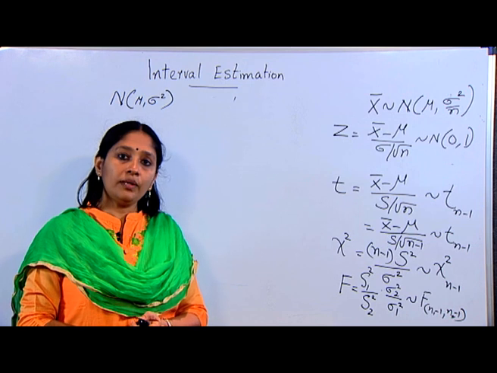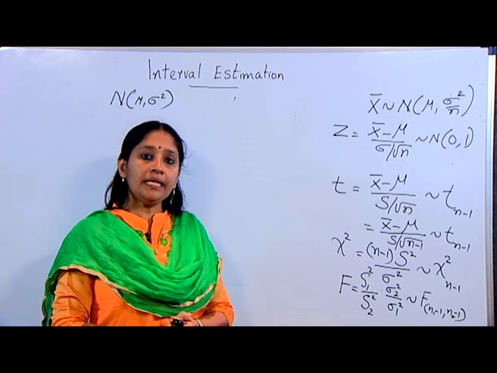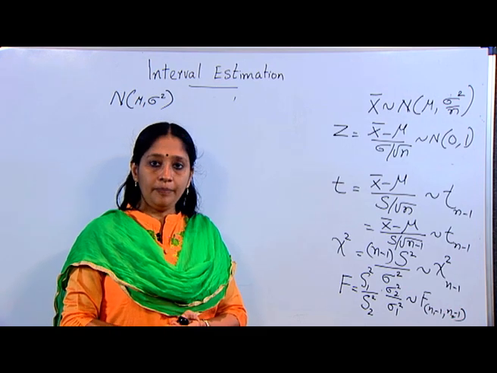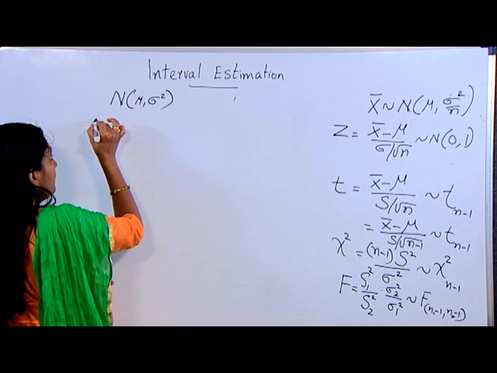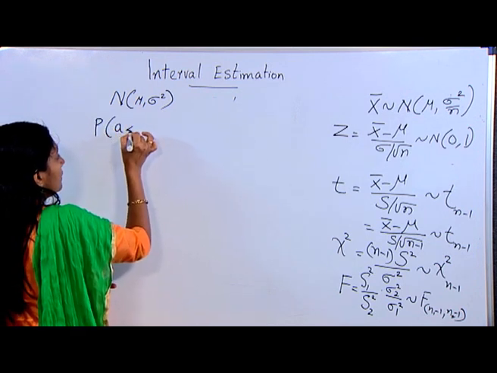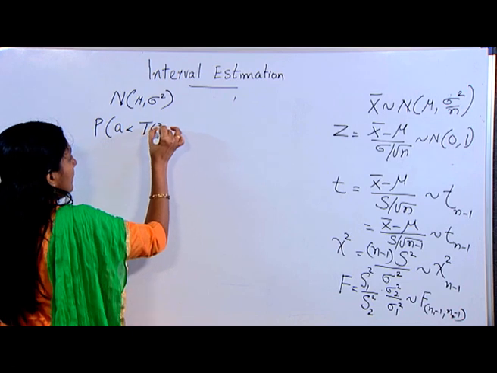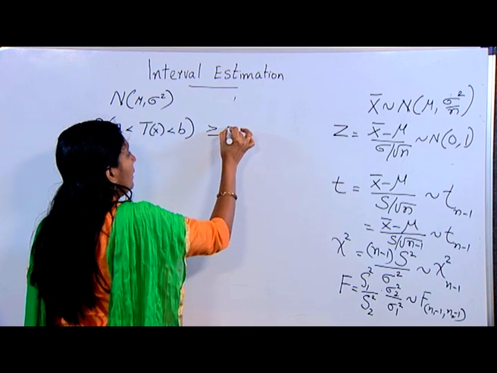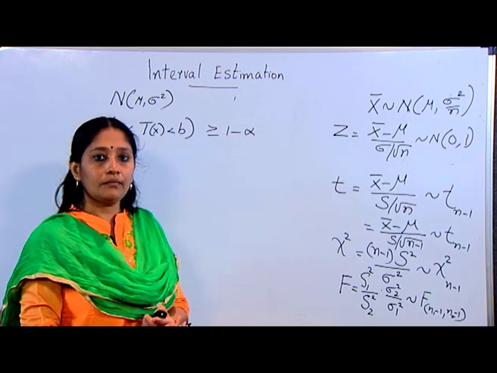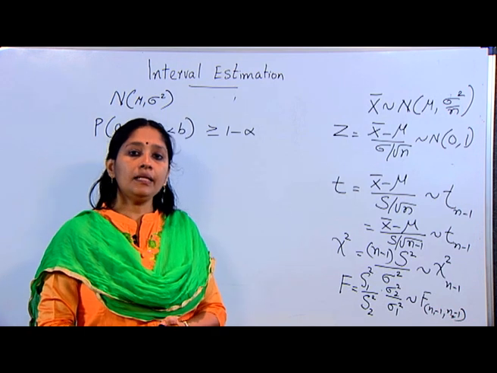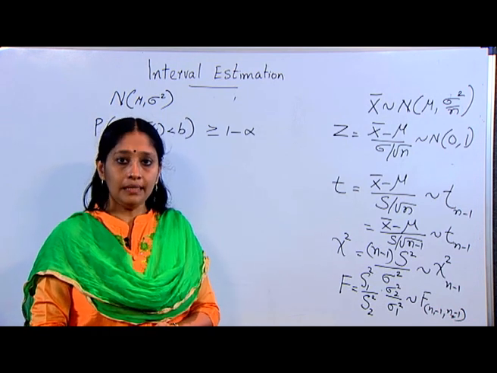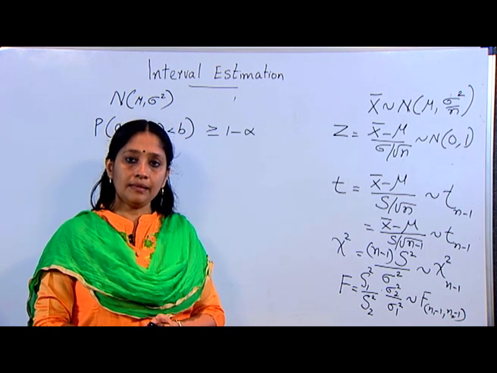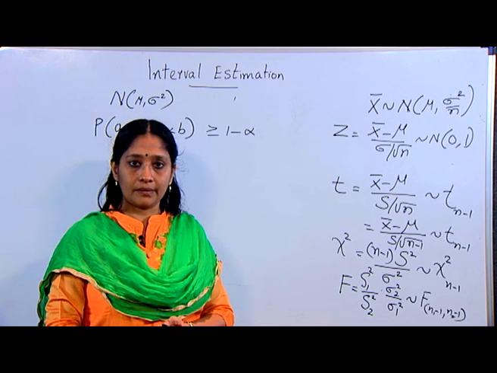Assume that sigma squared is known. To estimate mu, we start with an interval (a, b) such that the probability of a less than T(X) less than b is greater than or equal to 1 minus alpha. 1 minus alpha is the confidence level. Usually 1 minus alpha is taken as 90%, 95%, 99%, etc.